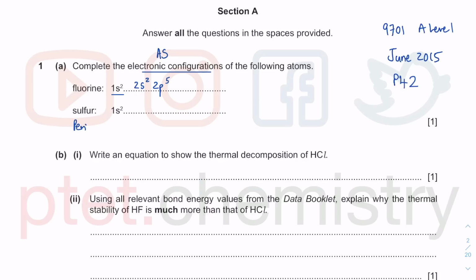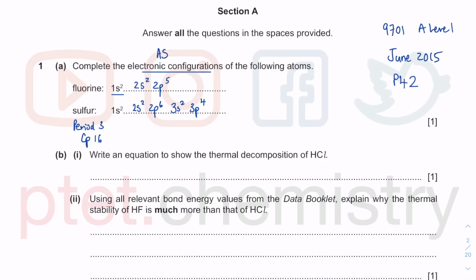Sulfur is a period 3 element, and it is in group 16. So it's 1s2 2s2 2p6. The second row is completely filled, and then the third row is 3s2 and 3p4 because it's the fourth element in the P block as a group 16 element there.